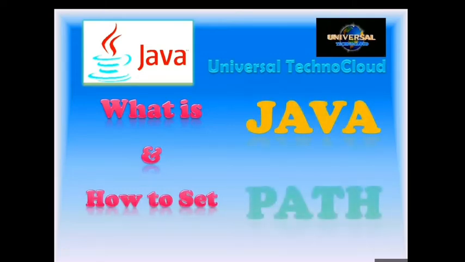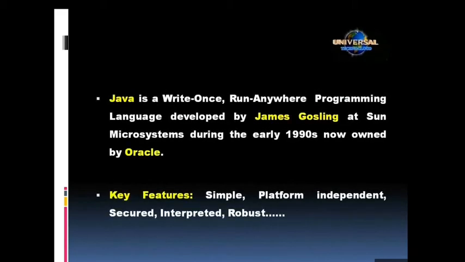Today's topic: what is Java, and how to set Java path. What is Java? Java is a simple, secured and platform-independent programming language developed by James Gosling at Sun Microsystems in the 1990s, now owned by Oracle.